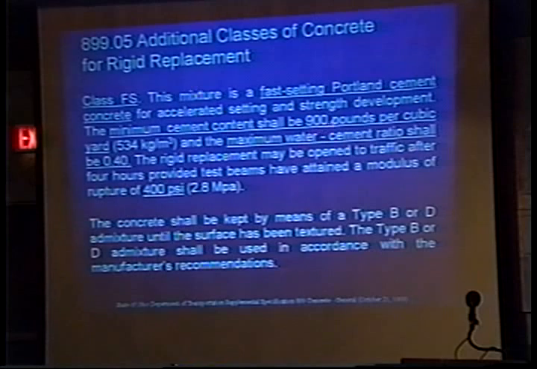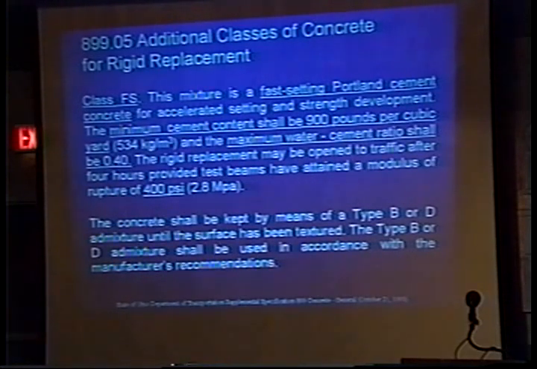The FS is a super fast setting Portland cement concrete. You can get it out of a ready mix truck, in other words. It's got 900 pounds of cement per cubic yard. That's pretty hot mix of concrete. But you'll notice it says it may be reopened to traffic after 4 hours. Now, that's all things considered, you know, that's at 60 or 70 degree weather. You get down to 40 degrees, obviously it's not going to happen as fast.